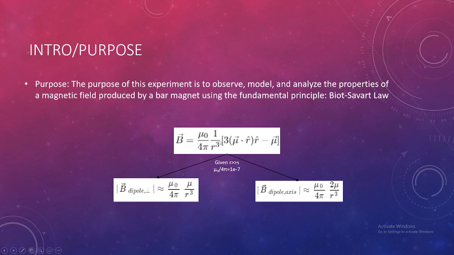Derived from Biot-Savart's law, we get this general equation for finding magnetic fields. And given the condition that the position vector r is much greater than s, the separation distance between the magnetic poles, we get the approximations for the magnitude of the magnetic field by dipoles on axis and perpendicular, given by these expressions, where on axis is twice as large in magnitude as perpendicular to the axis.